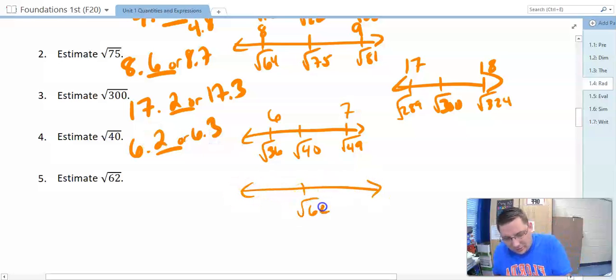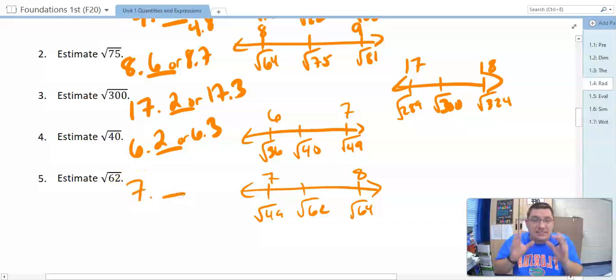Square root of 62. That's going to fall between what and what? The square root of 49 and the square root of 64. So this is between 7 and 8. So this is 7 point something. And 62 is really close to 64, right? So this is probably 7.9 something.